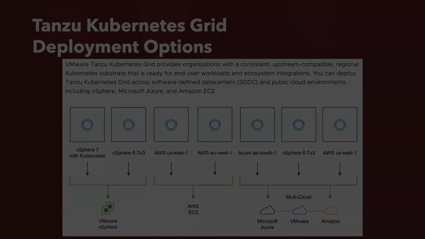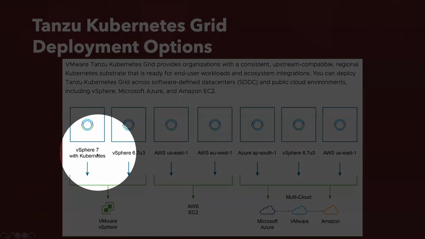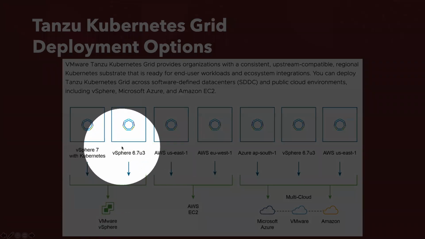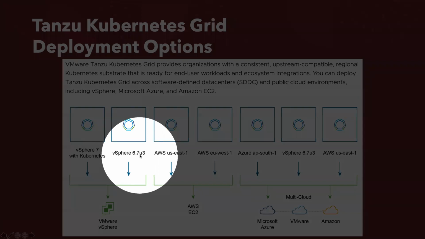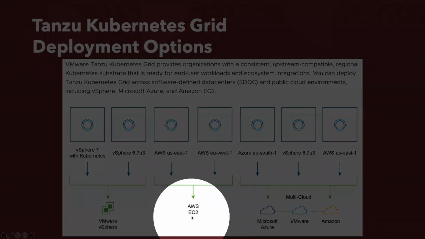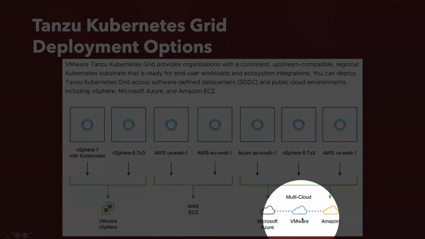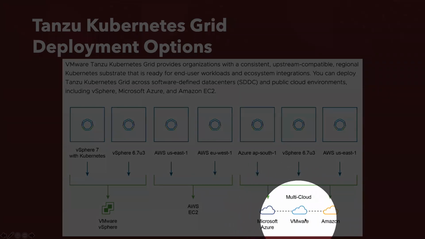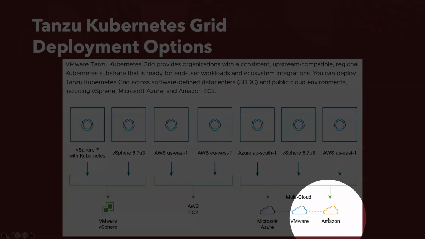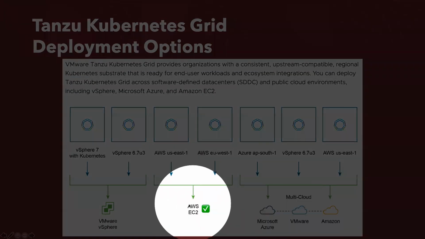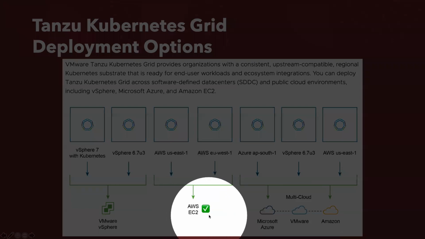You can either deploy a Tanzu Kubernetes cluster from VMware vSphere, either 7 or 6.7 update 3, or you can deploy to AWS EC2 instances. It also allows you to deploy to multi-cloud, which could be Microsoft Azure, VMware Cloud, or Amazon Cloud. So for today's session, I will show you how to deploy a Tanzu Kubernetes cluster from AWS EC2.